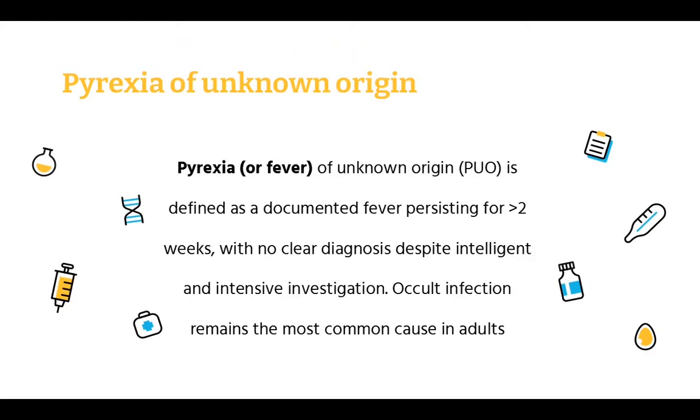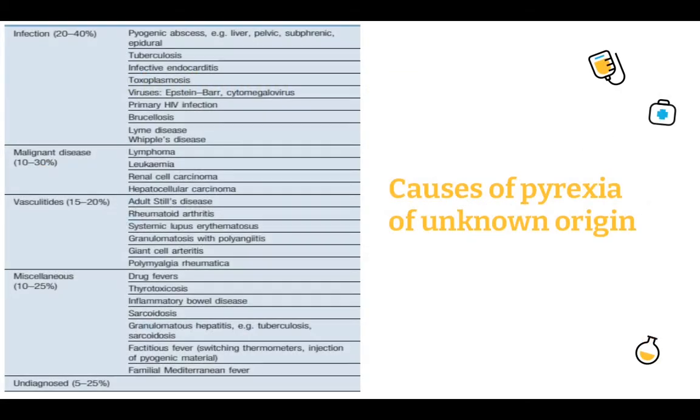Pyrexia of unknown origin. Pyrexia, or fever of unknown origin, is defined as a documented fever persisting for more than 2 weeks, with no clear diagnosis despite intelligent and intensive investigation. Occult infection remains the most common cause in adults. Causes of pyrexia of unknown origin. In this table, you can see the causative agents which cause pyrexia or fever.